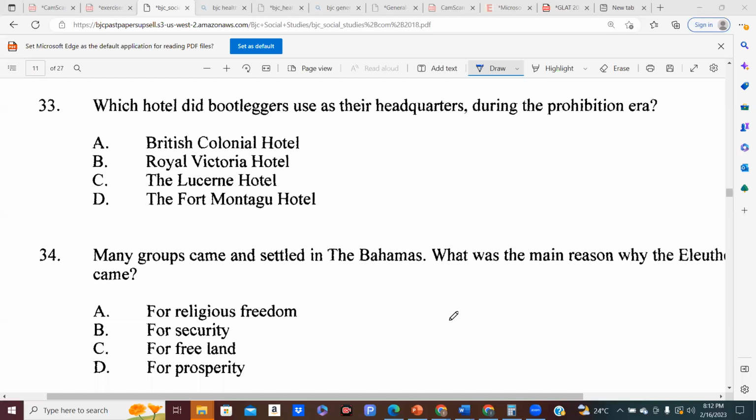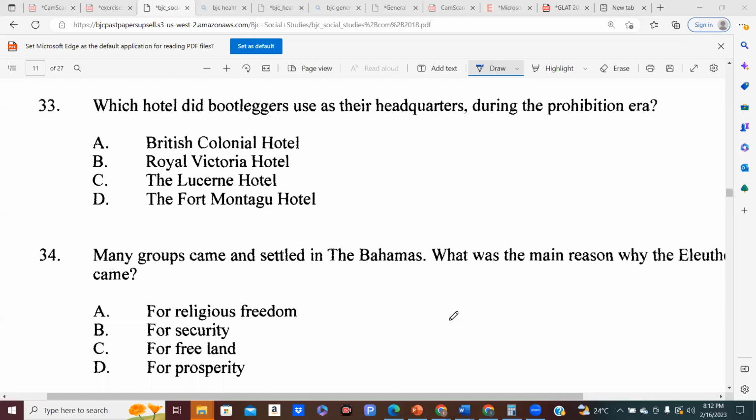A. British Colonial Hotel. B. Royal Victoria Hotel. C. Lucerne Hotel. I don't know the correct pronunciation for that, to be honest, but if I were to try, I would give it a guess: Lucerne. C. The Lucerne Hotel. D. The Fort Montague Hotel. Okay, good.